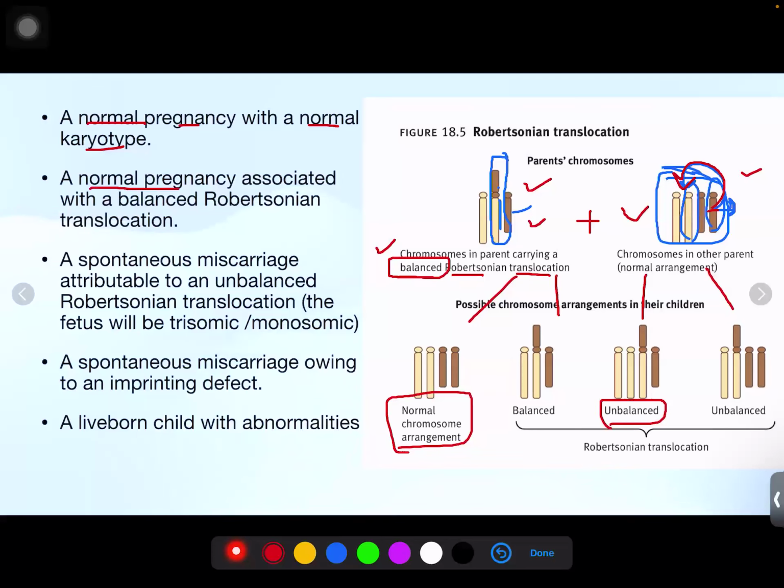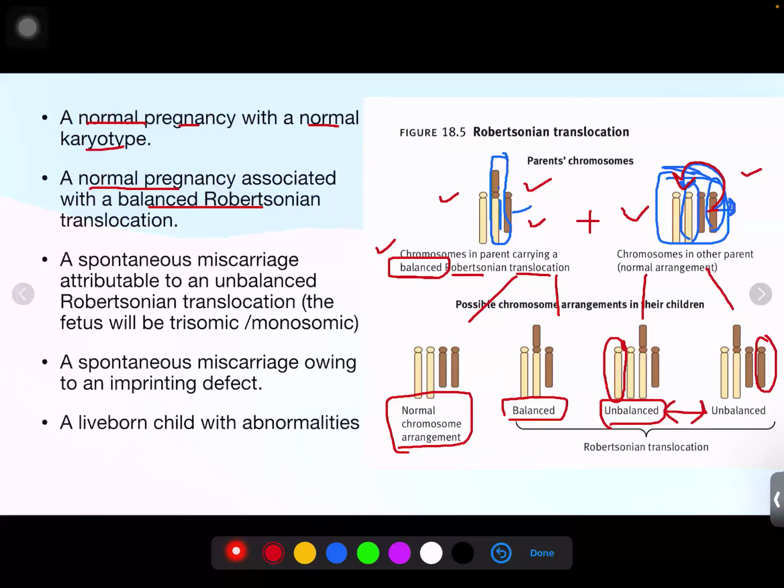Then there's a normal pregnancy with a balanced translocation, like the one parent with the balanced translocation. And then they can be unbalanced. Now see how it is unbalanced. See here, this yellow chromosome is extra, okay? And here, this brown chromosome is extra. So these are the trisomies.